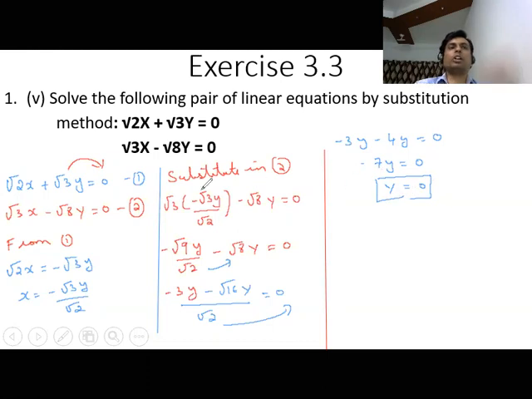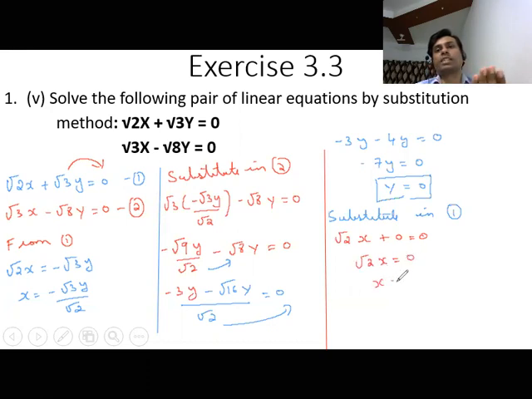Very important. Now put it in 1. I'm going to substitute in 1. If I substitute in 1, what will I get? Root 2x plus root 3 into 0 is equal to 0, because y is 0. So root 3 into 0 is 0. So root 2x plus 0 is equal to 0, or root 2x is 0, which means x is 0. 0 by root 2 is 0, right? So x is 0. So both y and x are 0.